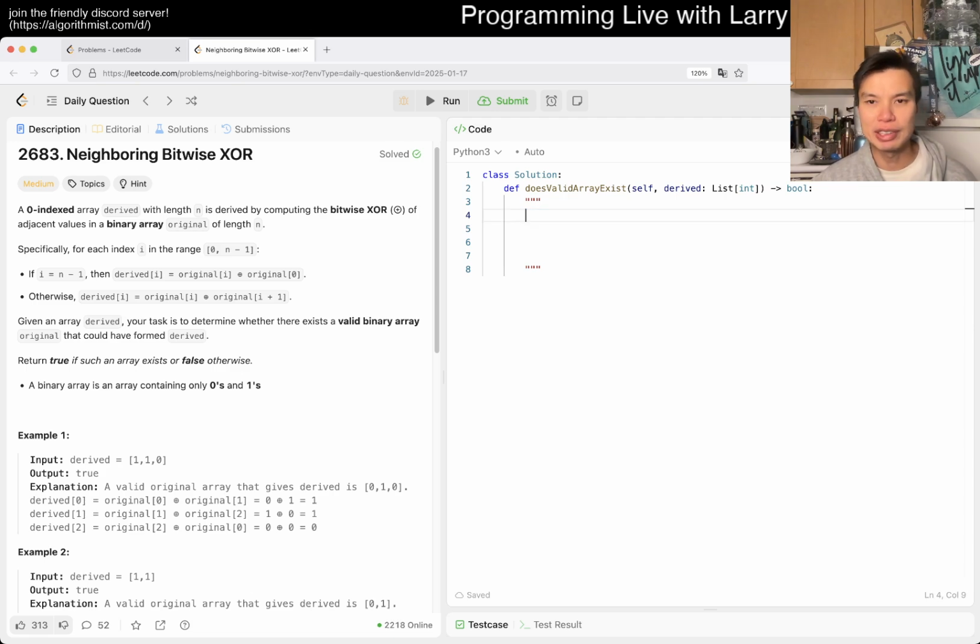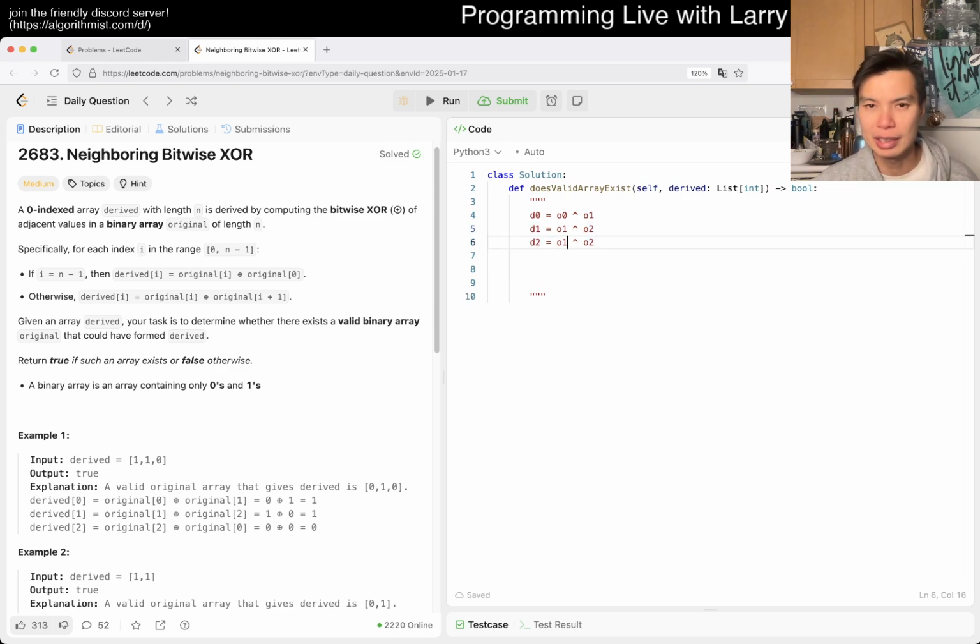So now we're given the derived array. Let's just say we call it D, and then D sub 0 is equal to original of 0 XOR original of 1, right? Something like that. So we'll write it out like we were saying yesterday. At least for now, I don't know what the answer is immediately.